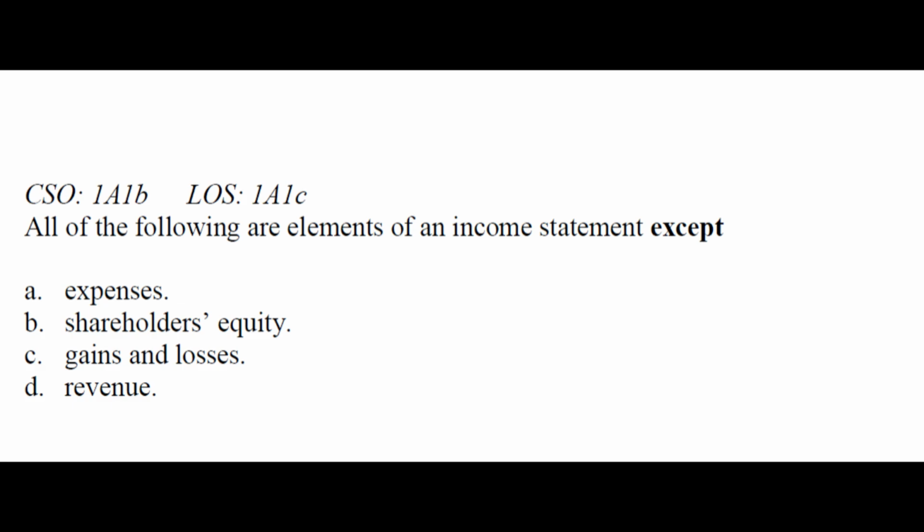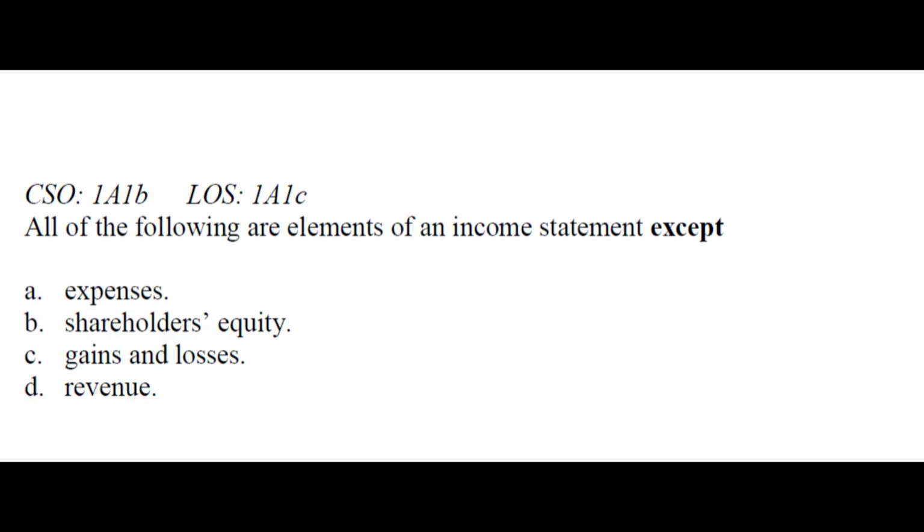This question assesses students' understanding of the components, elements, of the income statement. The keyword "except" is crucial because it asks for the item that does not belong on the income statement. The income statement is designed to report a company's financial performance over an accounting period, including revenues earned, expenses incurred, gains, losses, and the resulting net income or loss.